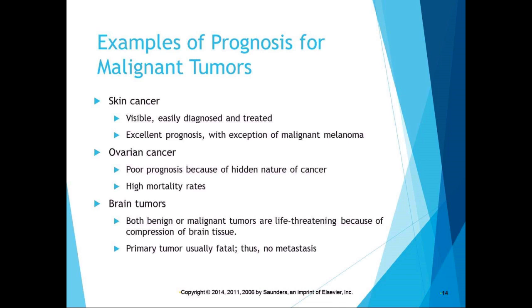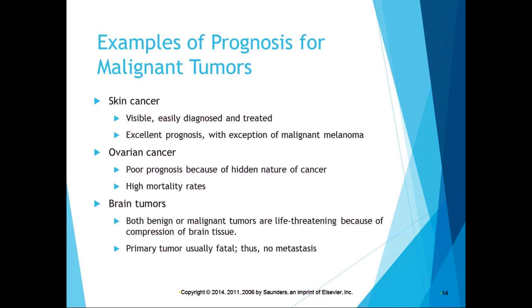Skin cancer is usually visible, and it's easily diagnosed and treated. There's generally an excellent prognosis, with the exception of malignant melanoma, because it metastasizes, so it has a worse prognosis. Ovarian cancer has a poor prognosis because it's internal. There's not an obvious tumor. It's hidden. And there are high mortality rates with ovarian cancer, unfortunately, because it often doesn't get detected until it's gotten to the stage where it's big enough to cause problems. Then at that point, it's really a problem.